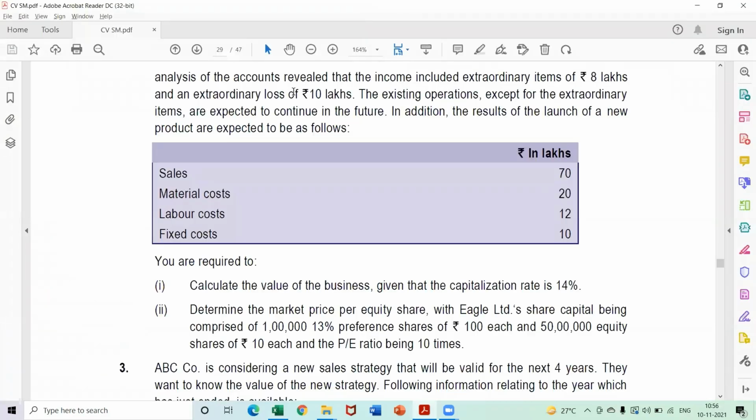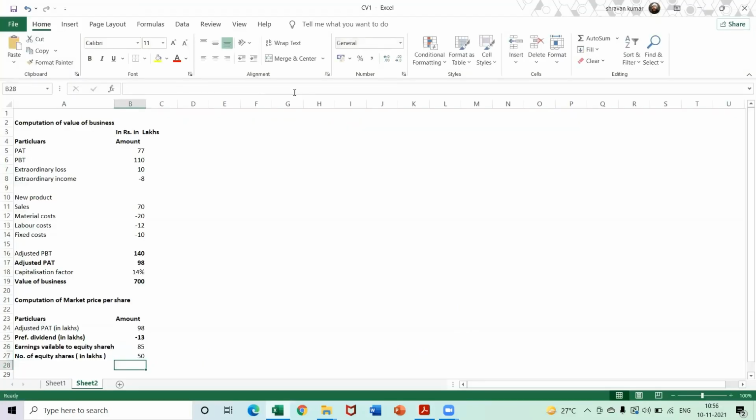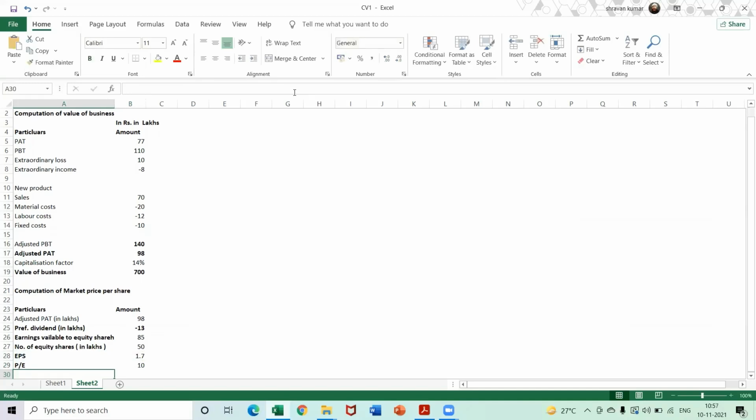The number of equity shares, 50 lakh of 10 each. So EPS is equal to earnings by number of shares. So 1.7. What is the price earnings ratio given? 10. So what is market price? EPS into price earnings ratio.